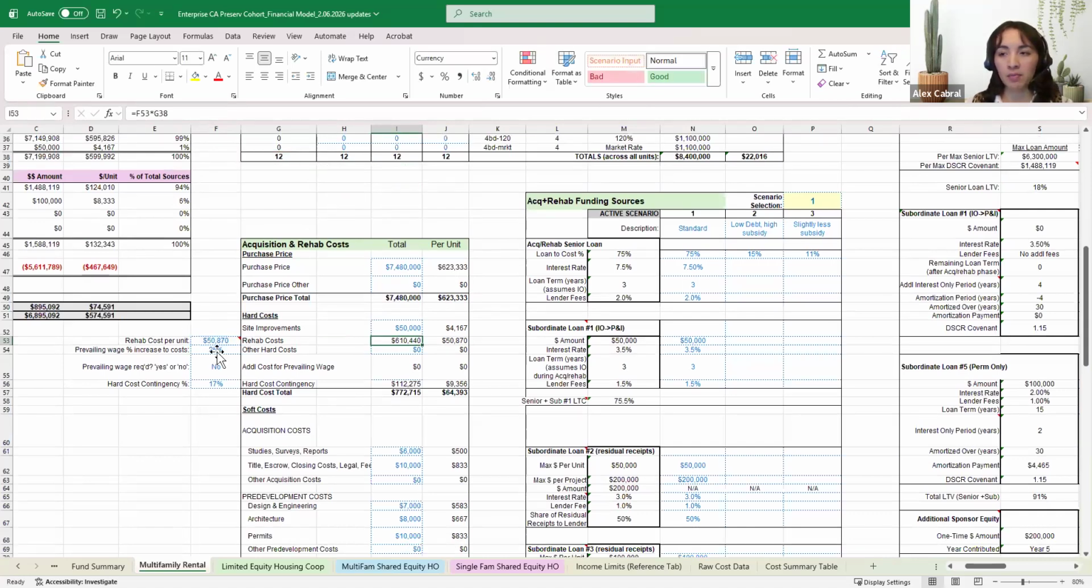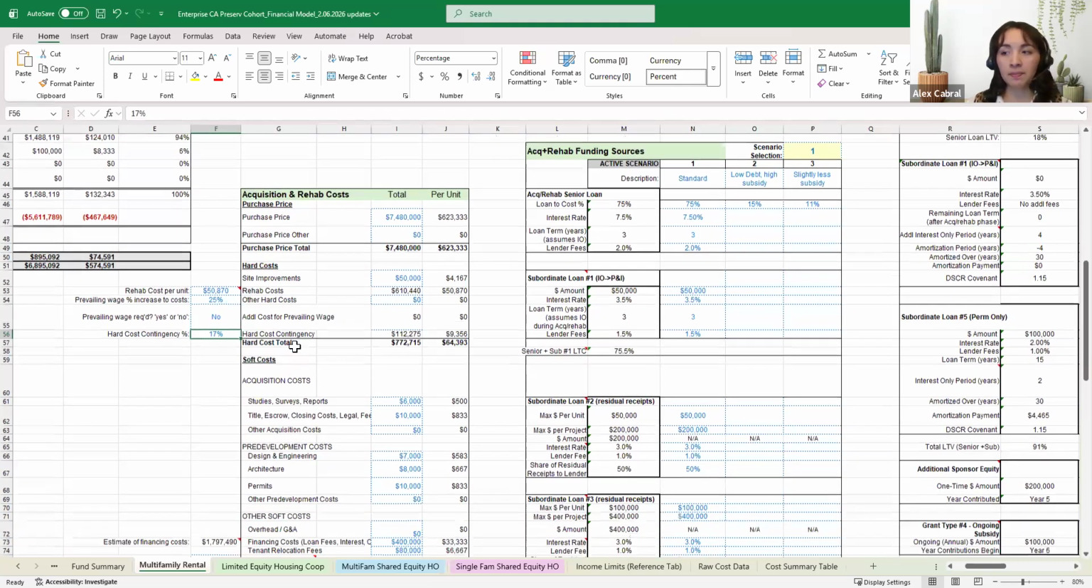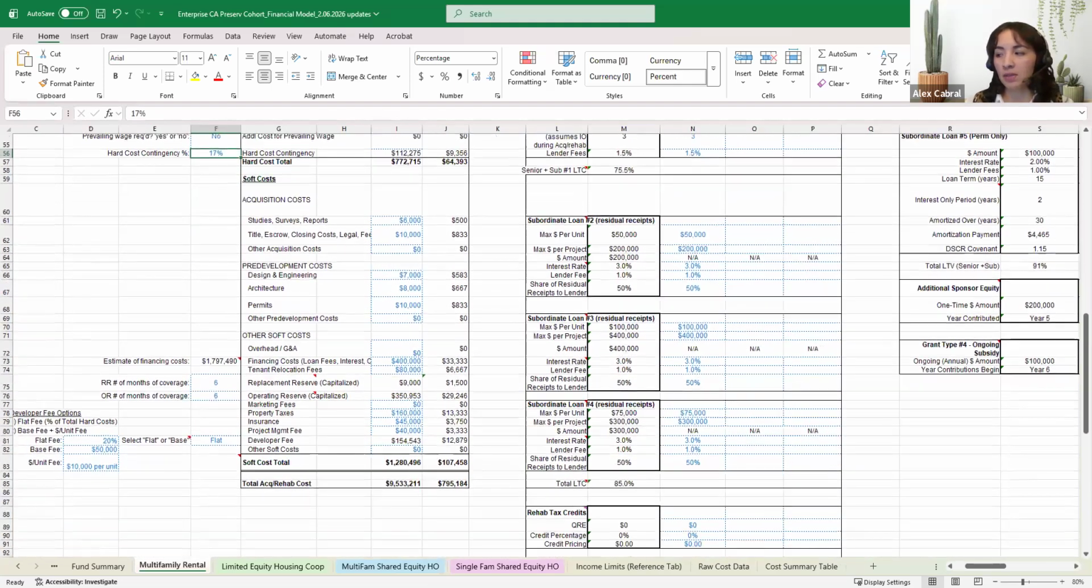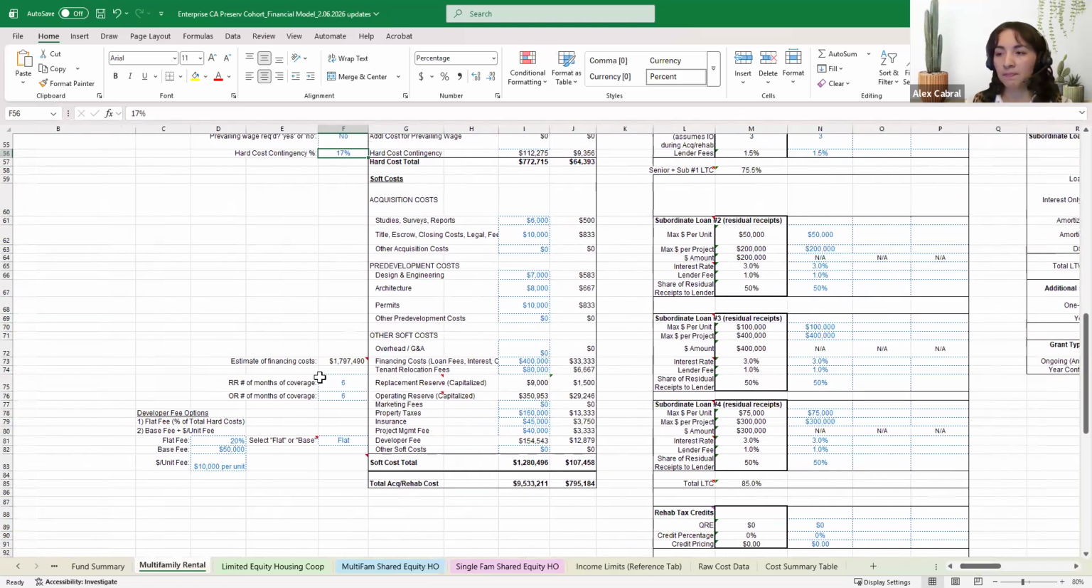We also left space for whether or not the project requires a prevailing wage. As you can see, if you click yes, a 25% increase is calculated to the costs here. So if it's no, it'll remain zero. If it's marked yes, it'll increase the cost by 25%. And we also have a hard cost contingency. Similar items here at the bottom.